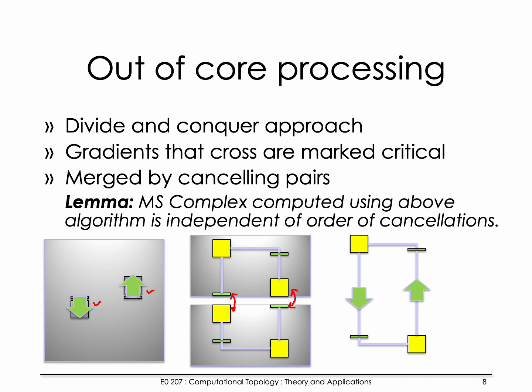So this algorithm needs a proof, and you can look at that in the paper. We will not discuss that in the lecture. And the lemma that is proved is that the MS complex that is computed using this divide and conquer approach does not depend on the order of cancellations. So essentially what it says is that irrespective of how you break up the data into chunks and the order in which you apply the cancellations, the output that you get will still be the same.